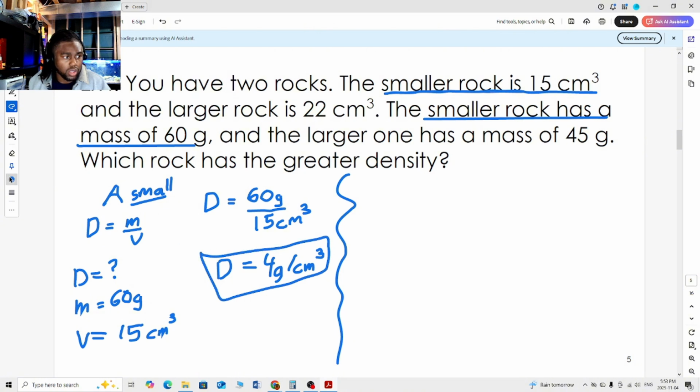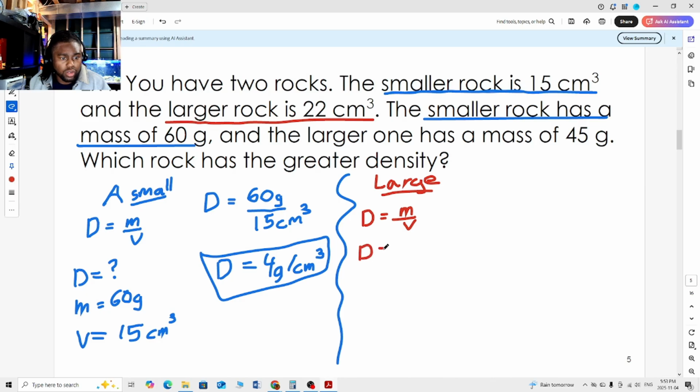Okay, let's take a look at the larger rock. So our larger rock has a volume of 22 centimeters cubed. Sorry, I'm freehanding this right now. So our larger one, density is equal to mass divided by volume.